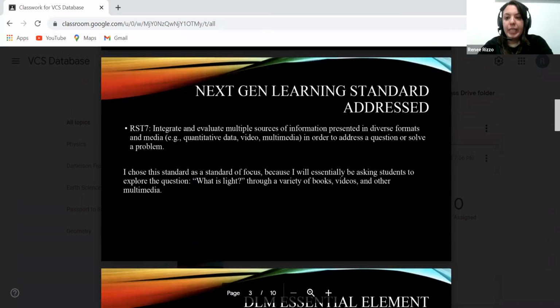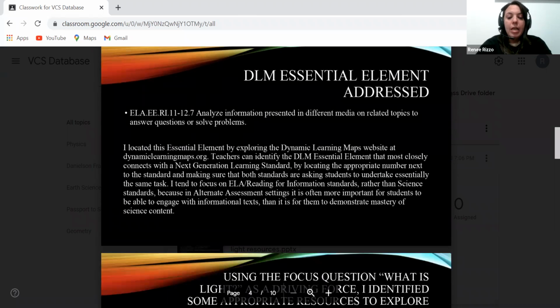Next Gen Learning Standard addressed: RST 7. Integrate and evaluate multiple sources of information presented in diverse formats and media, quantitative data, video, multimedia, in order to address a question or solve a problem. I chose this standard as a standard of focus because I will essentially be asking students to explore the question, what is light, through a variety of books, videos, and other multimedia.